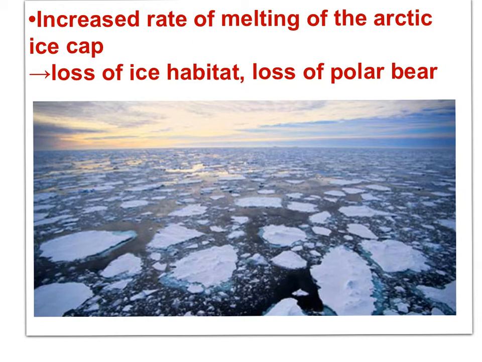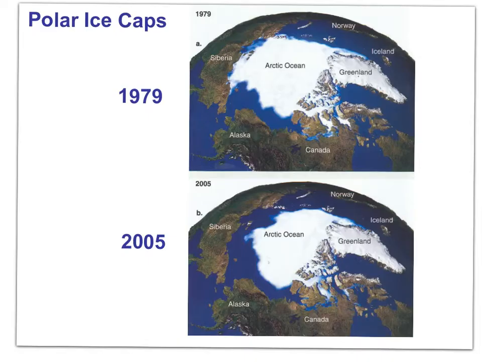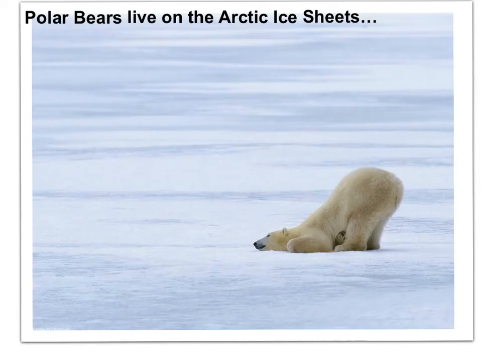There would be an increased rate of melting of the Arctic ice cap. This would be a loss of ice habitat, potentially a loss of the polar bear. In this slide, we can see the decline in the Arctic ice cap from 1979 to 2005. These images were taken at the end of summer in each case. It's important to note that the melting of the Arctic ice sheet does not raise ocean levels because the ice already sits in water. Polar bears live on the Arctic ice sheets.